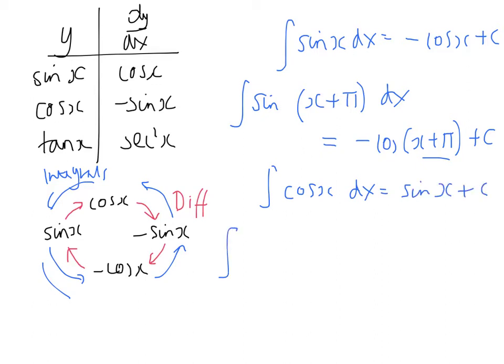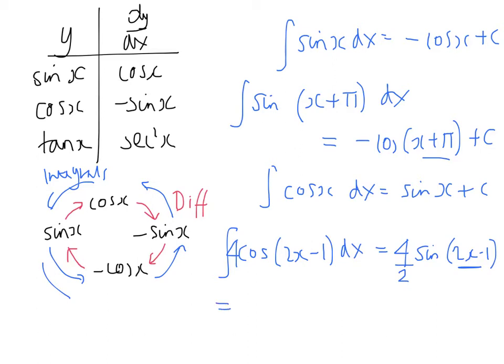Okay, so the integral of cosine of x dx is just the sine of x plus c. So the integral of, let's say, 4 cosine of 2x minus 1. Okay, so we know it's going to be something to do with 4 sine of 2x minus 1. And if we were to differentiate that, we'd have to multiply by the differential of 2x minus 1. So we need to divide by that, which is 2. So we just end up with 2 sine of 2x minus 1 plus c.